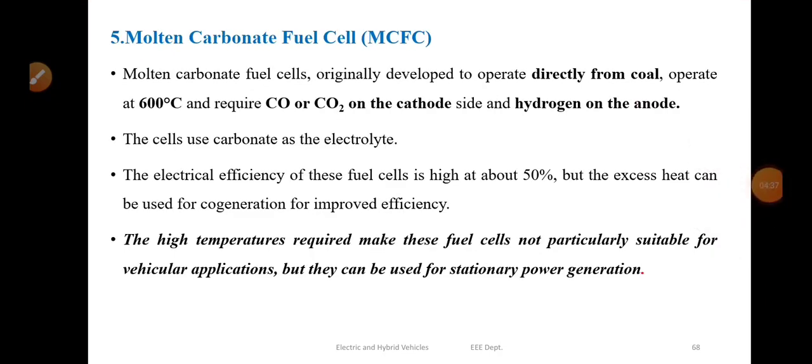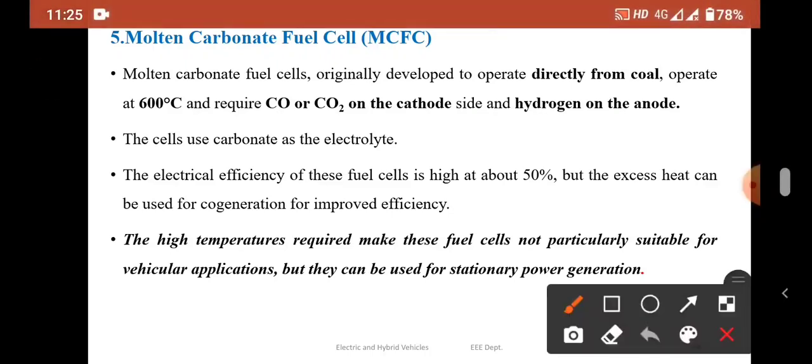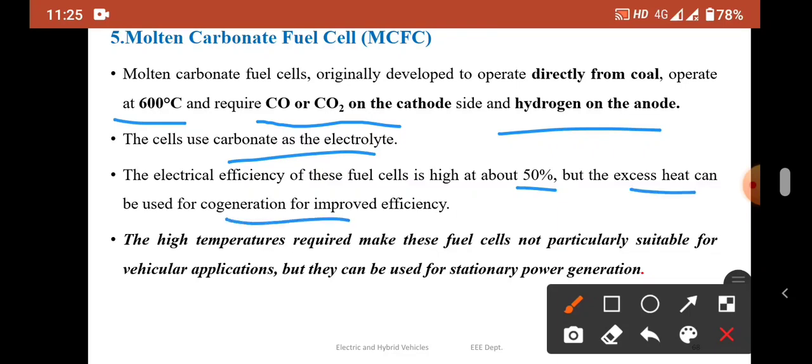Next one is molten carbonate fuel cell, MCFC. Here as cathode carbon monoxide or carbon dioxide is used, and as anode hydrogen is used. It operates at a high temperature, about 600 degrees Celsius. Here also cogeneration is possible, and the cell uses carbonate as the electrolyte. The electrical efficiency is 50%. The excess heat can be used for cogeneration purposes, and since it operates at high temperature, it is not suitable for vehicle applications, but it can be used for stationary power generation.